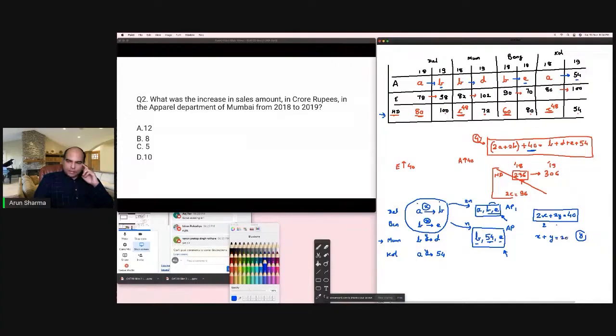First option tells me y is 12. In that case, x will be 8. And the second option tells me y is 8. In that case, x will be 12. The third option tells me y is 5 and x then in that case will be 15. And the fourth option gives me 10 and 10.